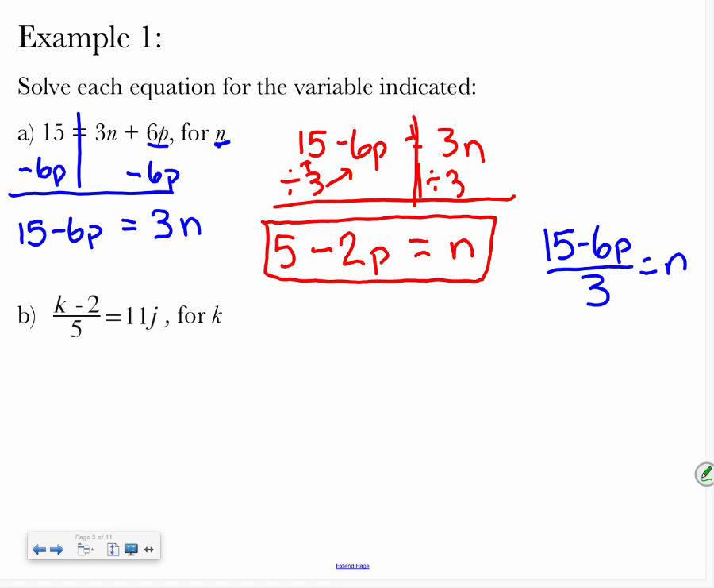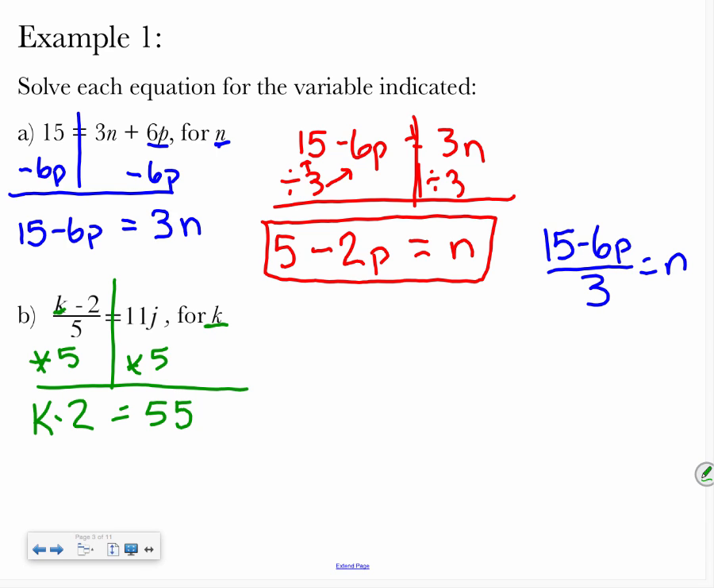All right, let's look at our second example, or second part of this problem. If we want to solve k minus 2 over 5 equals 11j, we want to solve for k. That means we need to get k by itself. The way that we start is you can see k is being divided by 5. So in order to undo that division, we are going to multiply both sides by 5. I'm left with k minus 2 on the left-hand side, and then 55j.